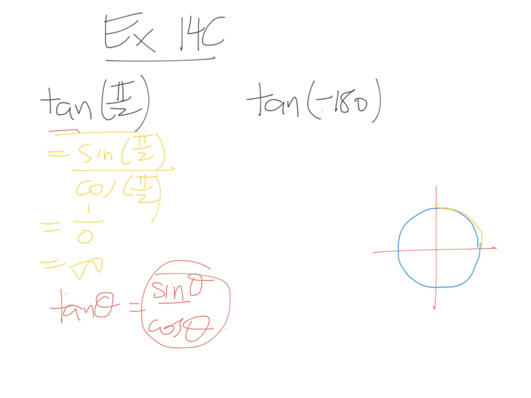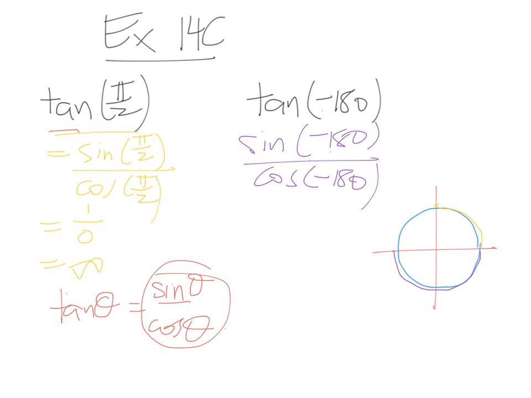For tan of negative 180, I'm going to use a different colour. We're starting here, and because it's negative we go clockwise. That's 90, that's 180. So that becomes sine of negative 180 over cos of negative 180. Sine of negative 180 is equal to 0, and cos of negative 180 is equal to negative 1, so we end up with 0. That's all we're doing for that.